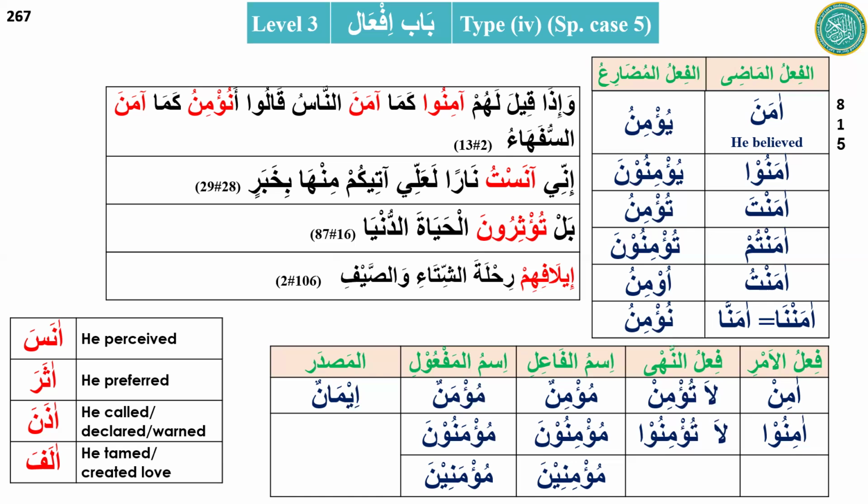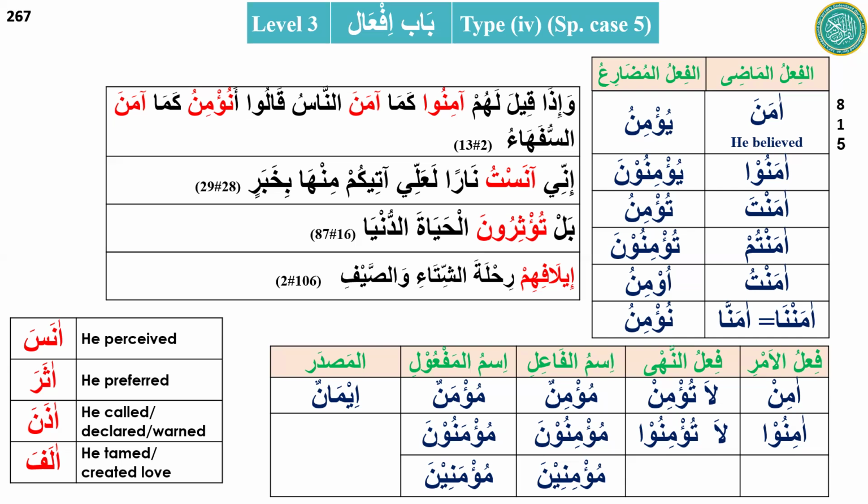Iman. Amana means he believed. And the one who believes, mu'minun. And mu'min. We will believe, nu'minu. And you all will believe, tu'minu. And they believed, amanu.